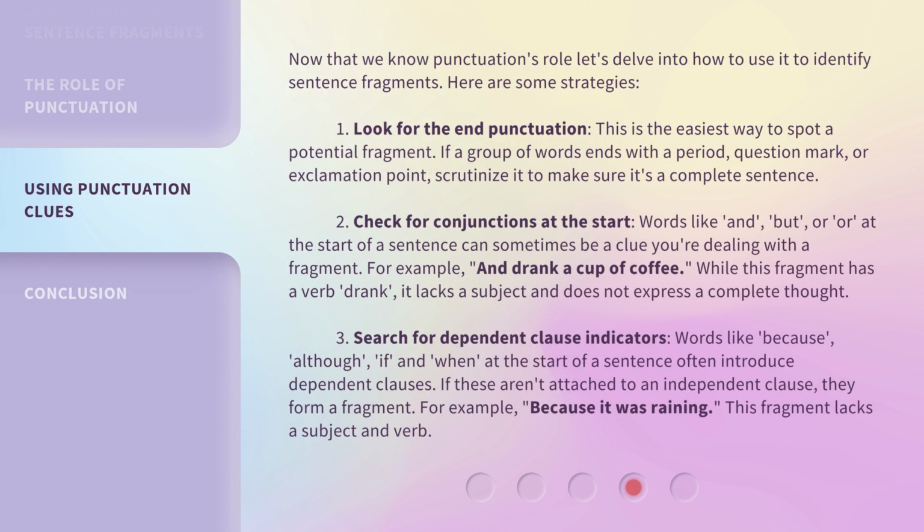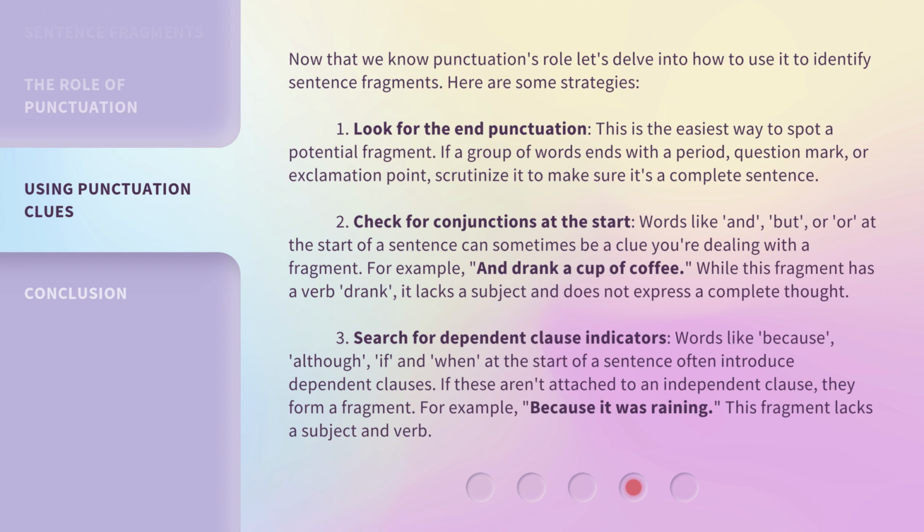Now that we know punctuation's role, let's delve into how to use it to identify sentence fragments. Here are some strategies. 1. Look for the end punctuation. This is the easiest way to spot a potential fragment. If a group of words ends with a period, question mark, or exclamation point, scrutinize it to make sure it's a complete sentence.